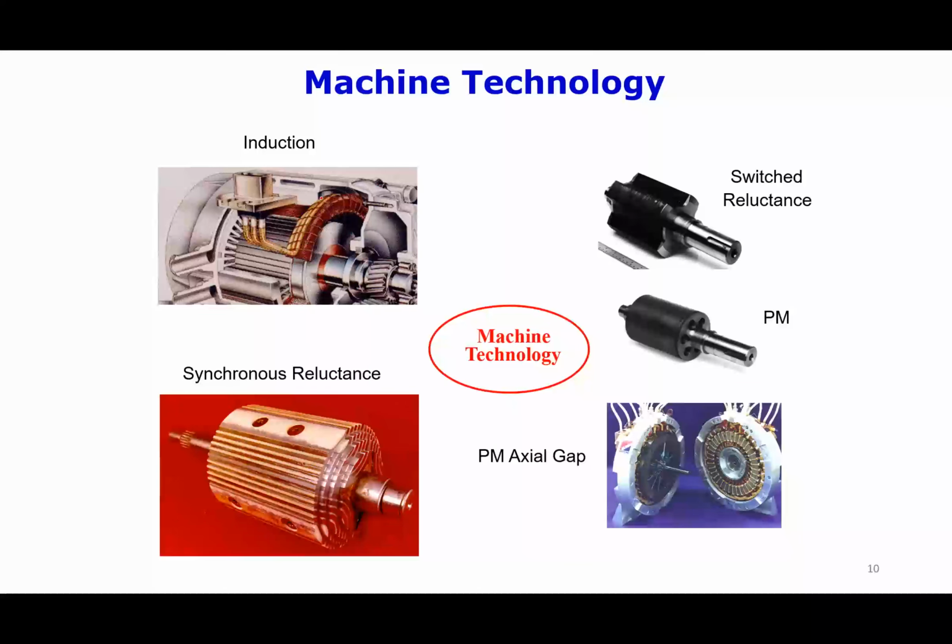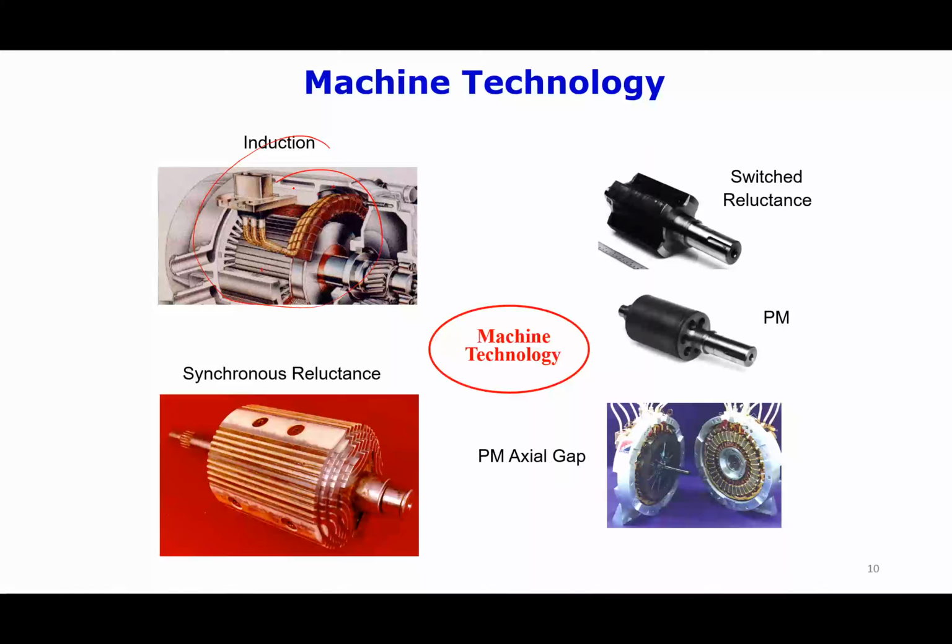So this is an induction motor, how it looks. This is the rotor, and this is the stator, where the stator windings are. The rotor doesn't have windings. It is a squirrel cage, so there are short-circuited windings, or rotor bars, which are short-circuited.